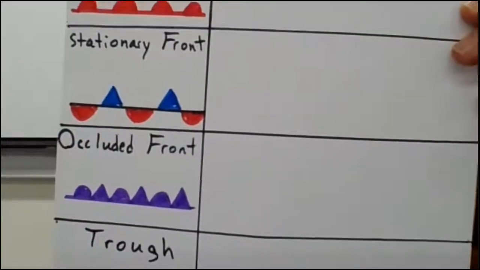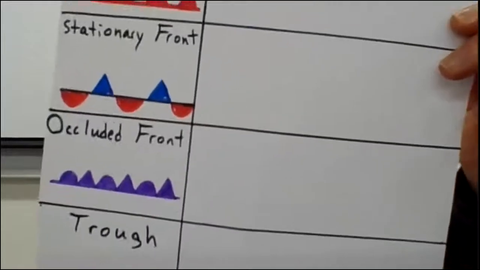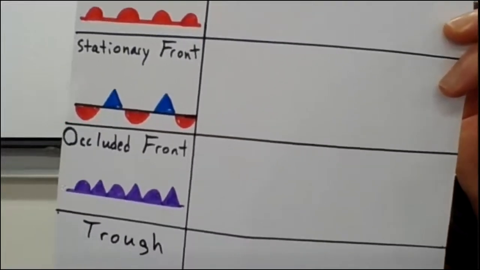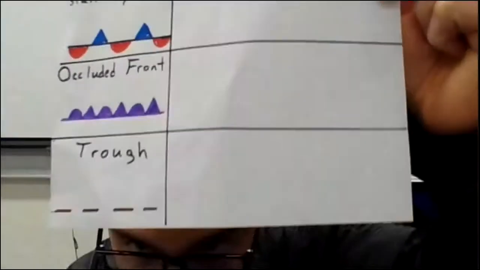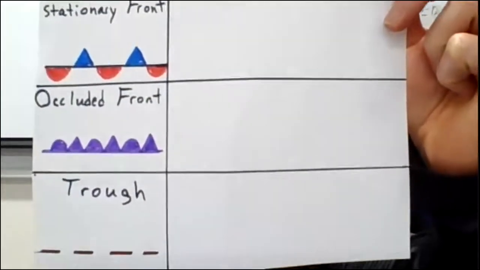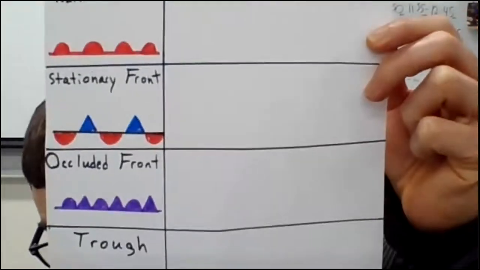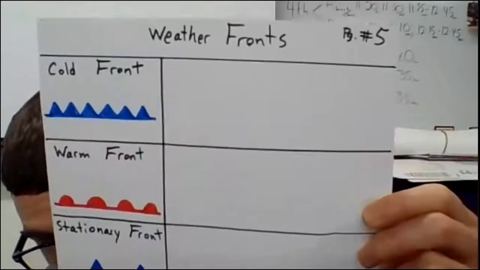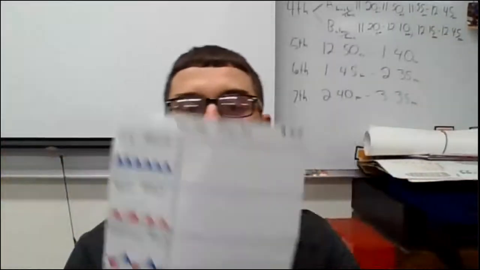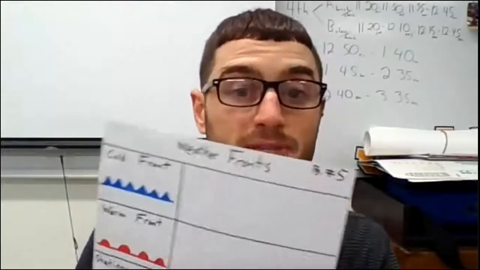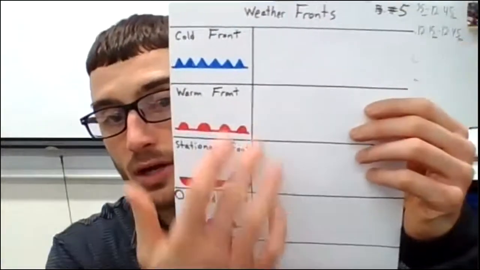Fourth is going to be the occluded front, like included, but instead with an O and a C. It's the same shapes, but it's purple in the same direction. And then trough is just a brown hash mark line. Those are the 5 categories of fronts I'll need you to write down and know for our next lesson, which is going to be weather fronts 2. And just to save ourselves some time, pause the video, set it up, color it for page 5.